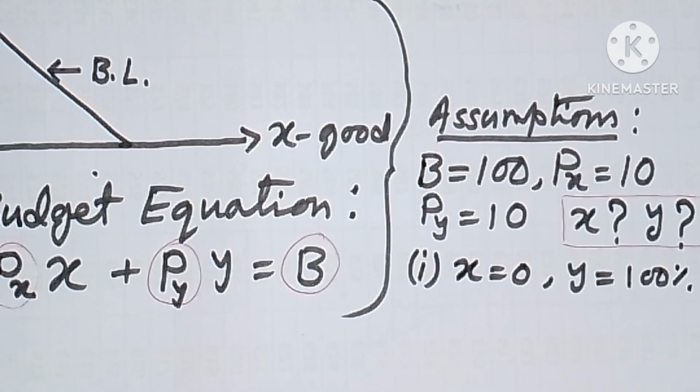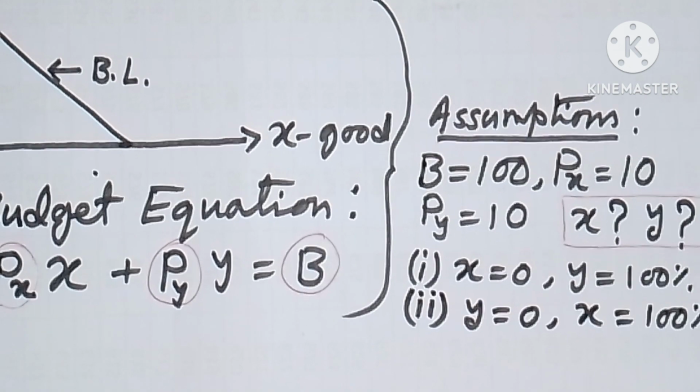The first situation is that the consumer can purchase nothing of X good, that is zero quantity of X good, and 100% he can spend on purchasing Y good, that is he can purchase 10 units of Y good. As the price of each unit of Y is 10 rupees, if he purchases 10 units, his total budget of 100 will be exhausted. Similarly, the second situation is exactly opposite of the first. If he purchases nothing of Y, he can spend 100% of his income on X good. Then also he can purchase 10 units of X good.